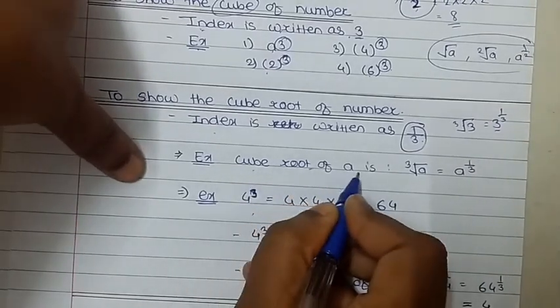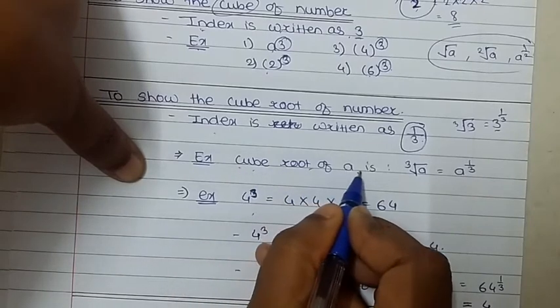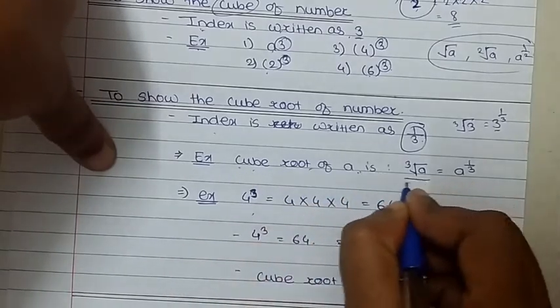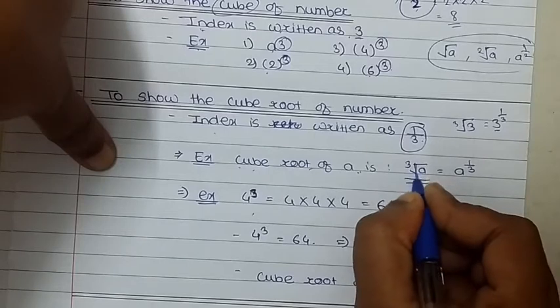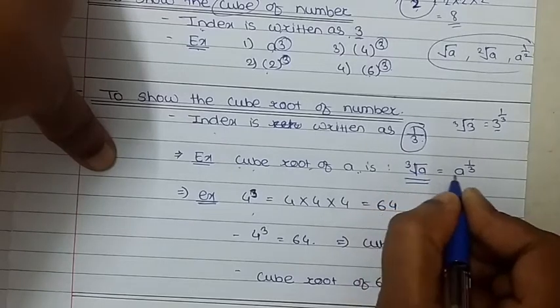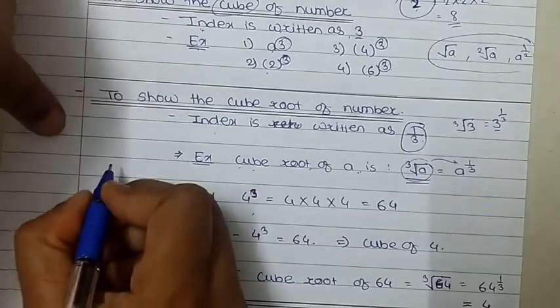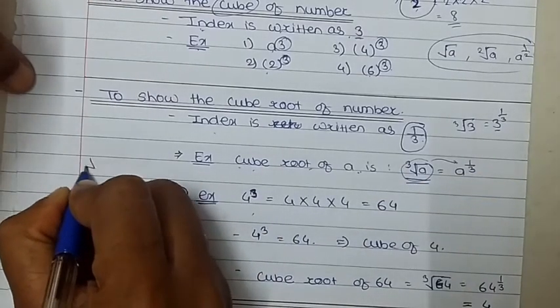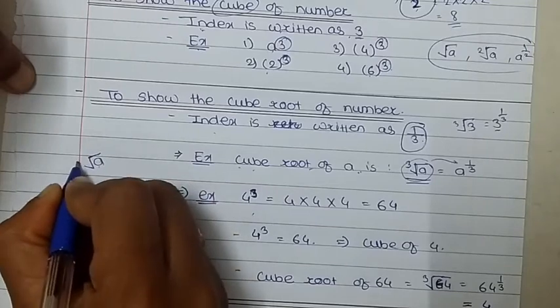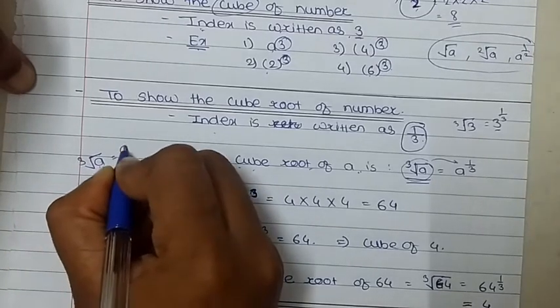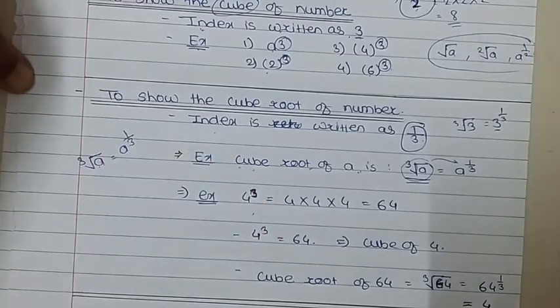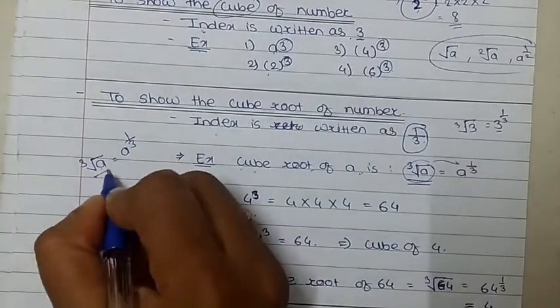Cube root of a. When we talk about the cube root of a, how to write it? Like this: root sign, here is 3 and a. This is also equal to a raised to 1 upon 3. When we talk about the cube root, how to write? a, then here 3, is equal to a raised to 1 upon 3. You can write like this or like this.